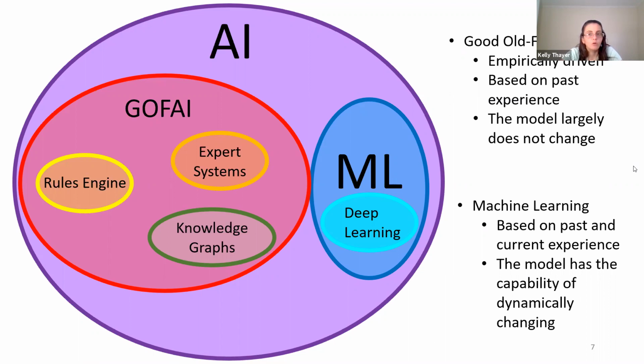So there is good old-fashioned AI, which is empirically driven and may not necessarily involve computers at all. It's empirically driven based on what is observed, based on past experience, and the model largely does not change. It's basically, this is the set of rules. Whereas machine learning is going to be based on past and current experiences, and the model has the capability of dynamically changing as new information is observed.